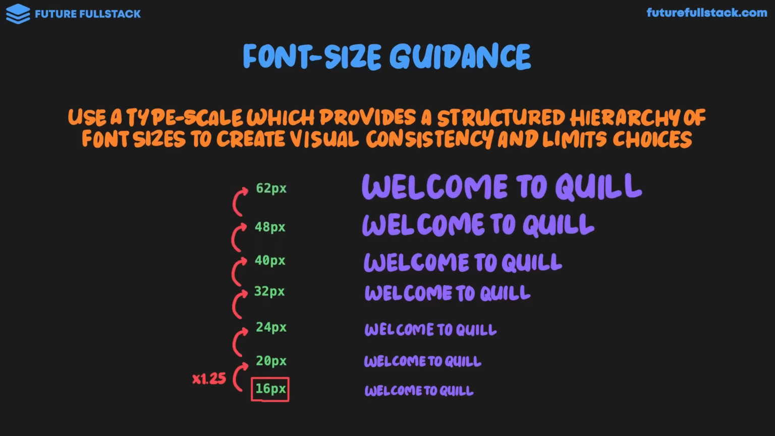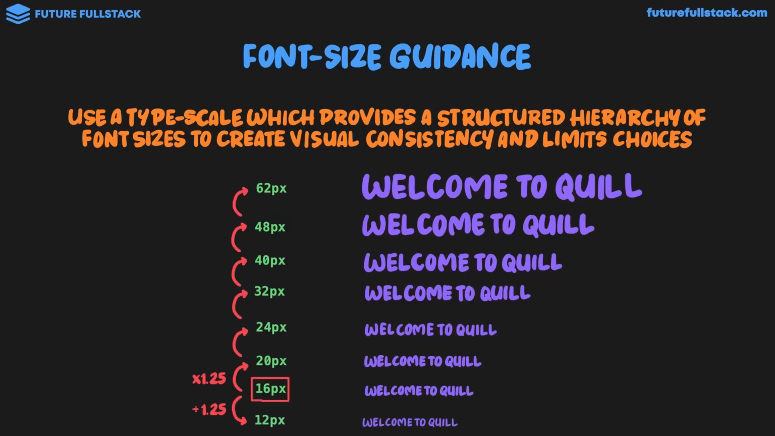Now I am slightly rounding these numbers to make them a bit more user-friendly. So if you were to use the Typescale tool and apply major third, your numbers would look a little bit different. I can also get smaller values by dividing by 1.25, which gives me 12 pixels.